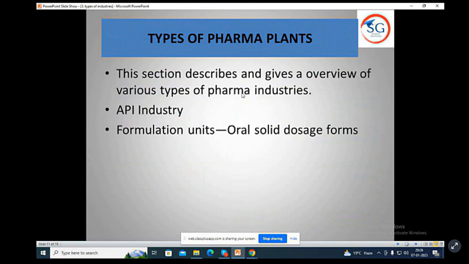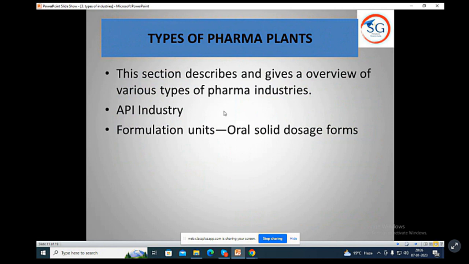Next, we will jump into the section that describes types of pharma plants. This section describes various types of pharma industries existing in India as well as all over the globe. Various types of pharma industries means we will get an overview of the different types of formulations and their brief flow charts. So actually there are two types of industries.